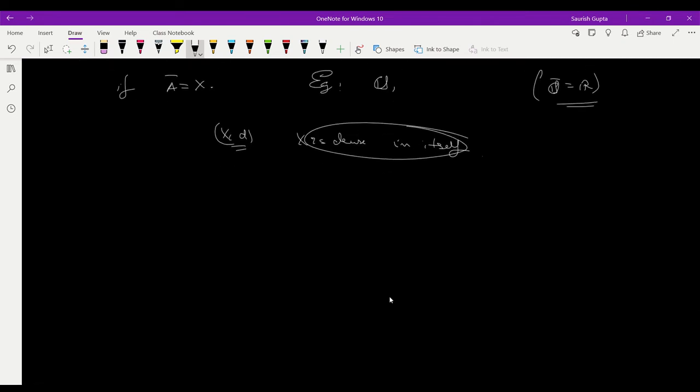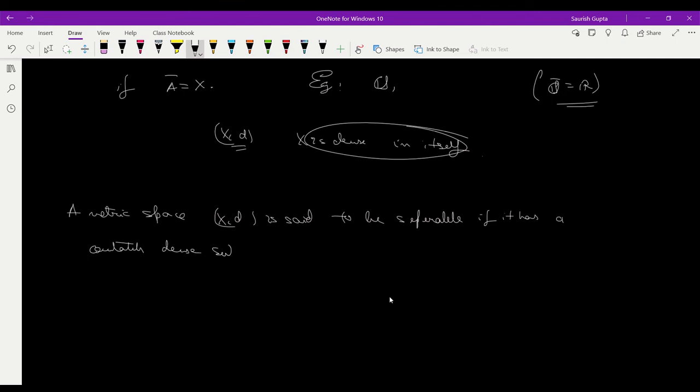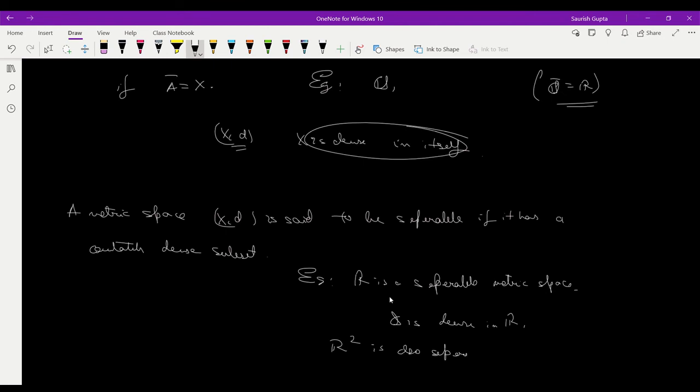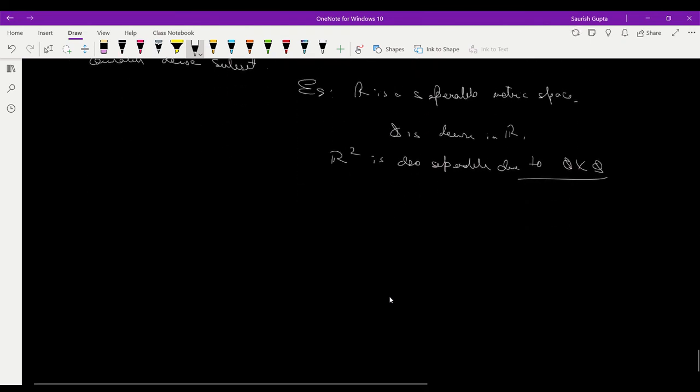Okay, let us move on to the next terminology. What is meant by a separable metric space? A metric space (X, d) is said to be separable if it has a countable dense subset. Example: R is a separable metric space. What is the reason? Q is dense in R and Q is countable. R2 is also separable, due to Q cross Q. Clear?